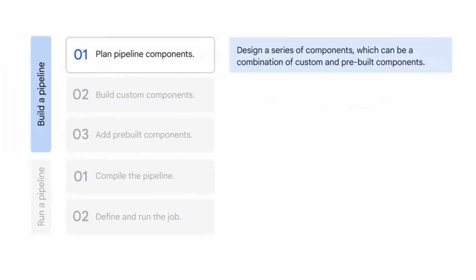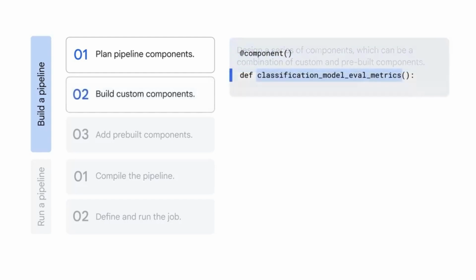To build a pipeline, you first plan it as a series of components, which can be a combination of custom and pre-built. To promote reusability, each component should have a single responsibility. Second, you build any custom components that are needed.